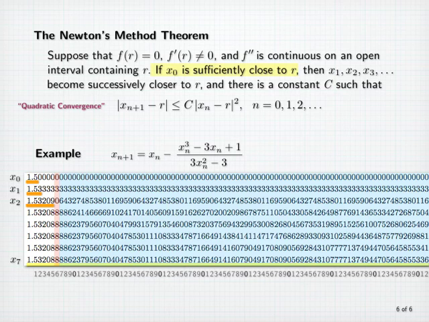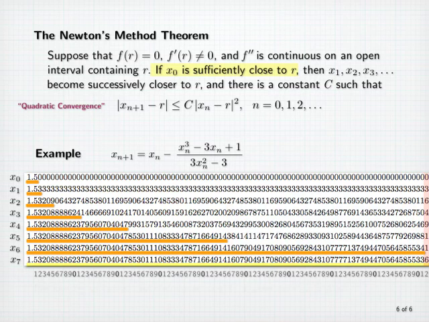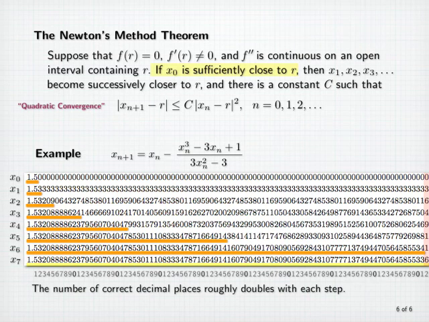Now comparing x3 to x7, we see that x3 is accurate to 11 decimal places. Comparing x4 to x7, we see that x4 is accurate to 22 decimal places. Now x5 is accurate to 45 decimal places. And finally x6 is accurate out to 91 decimal places. So notice how the number of correct decimal places roughly doubles with each step.